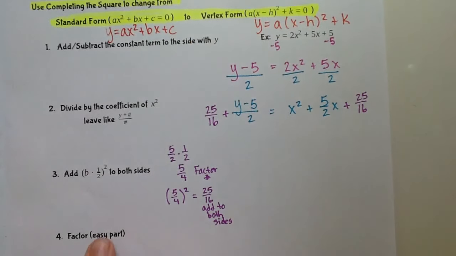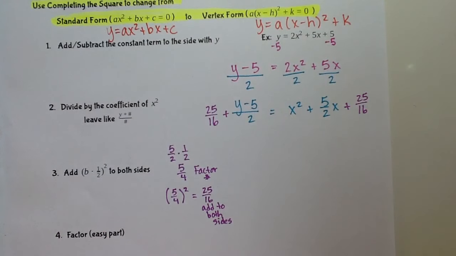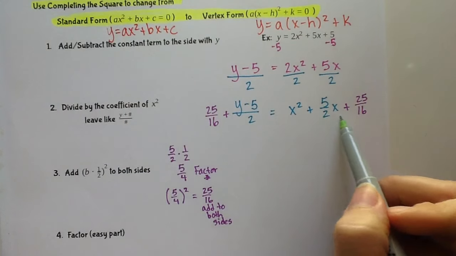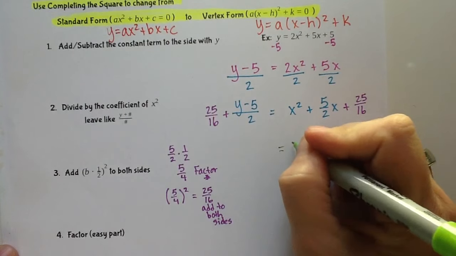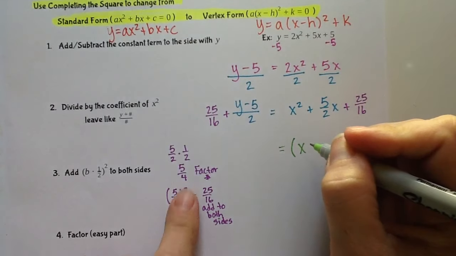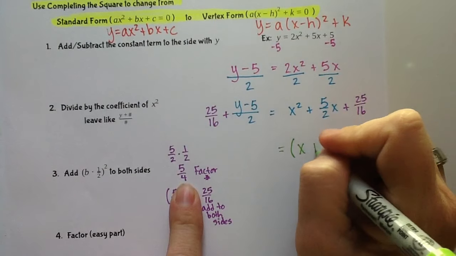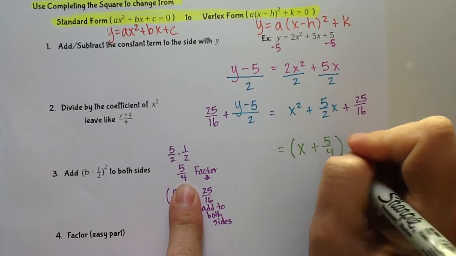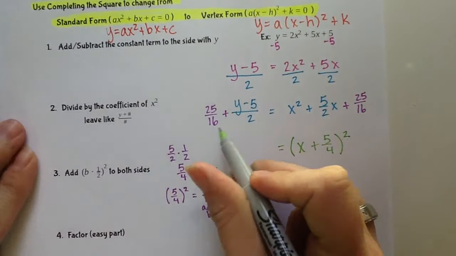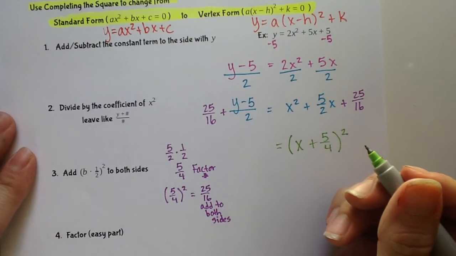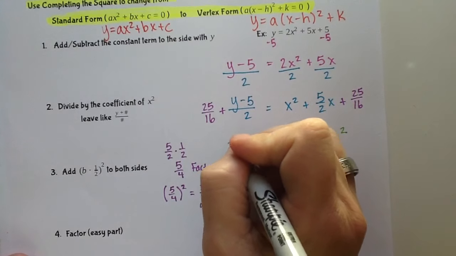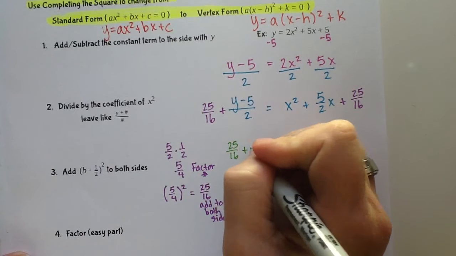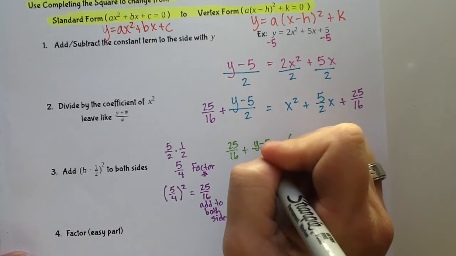Our next step is going to be factoring. Remember, factoring is the easy part. That's going to happen on this side this time. So when I factor it, it's just going to be x, and then I use my factoring number, plus 5/4 squared. And I don't do anything on the left side. I just leave that the way that it was. So that's going to stay 25/16 plus y minus 5 over 2.